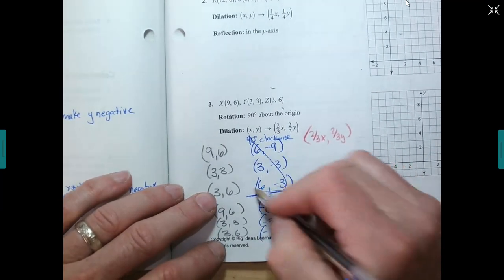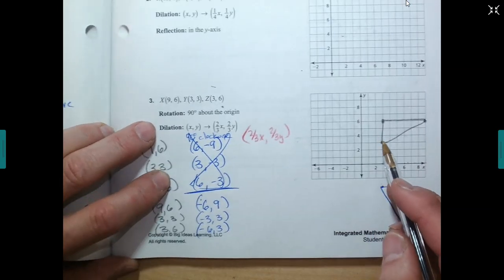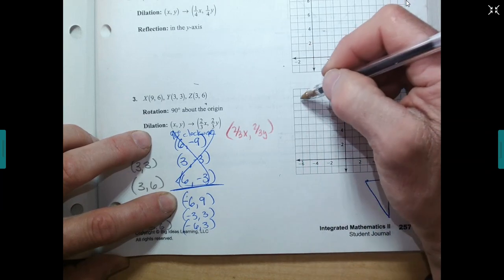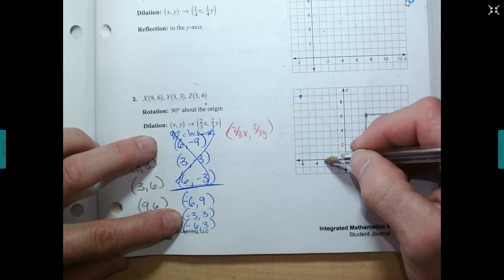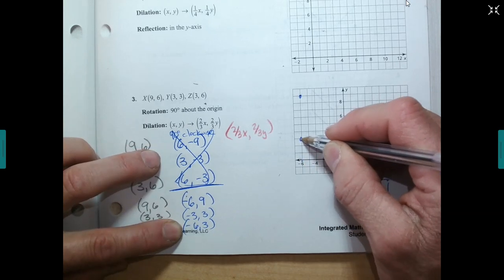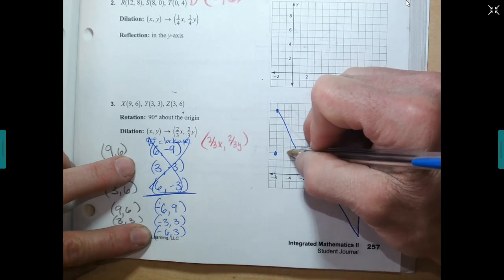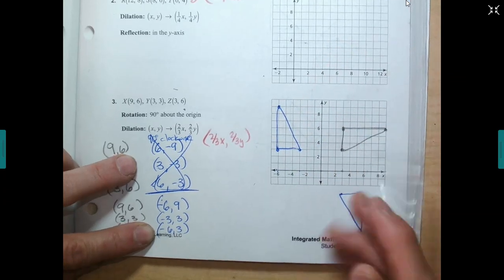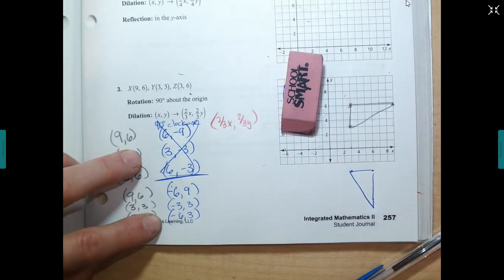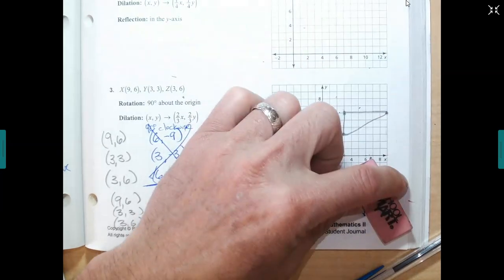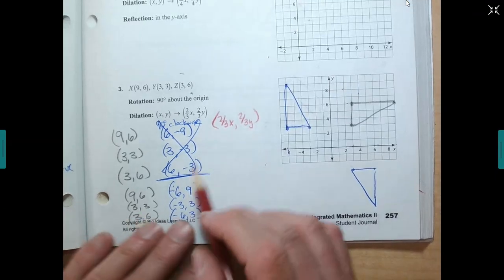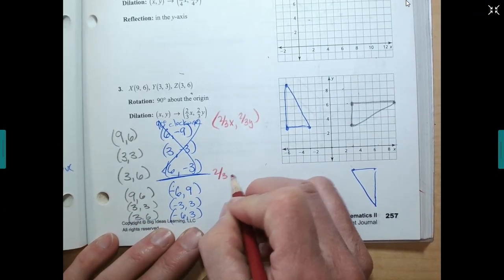Okay, so let's take this onto here. Negative 6, 9, negative 3, 3, and negative 6, 3. So we've just rotated it. We've just rotated it 90 degrees counterclockwise. And this one is 90 degrees clockwise. This is 90 degrees counterclockwise. Okay, and then our last change is going to be we'll multiply it by 2/3.